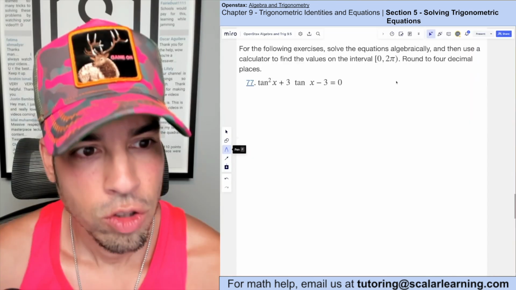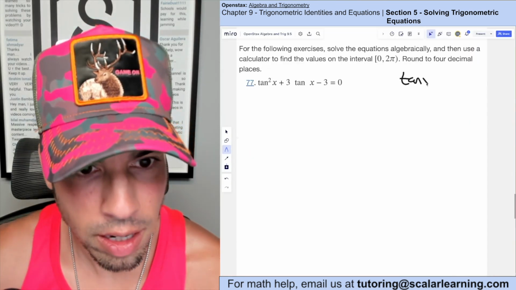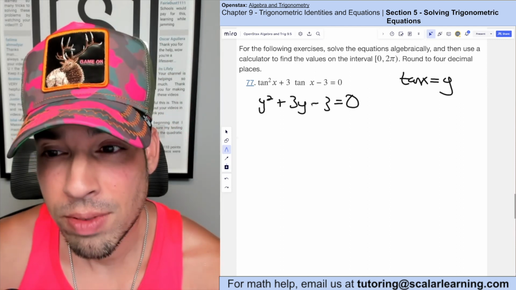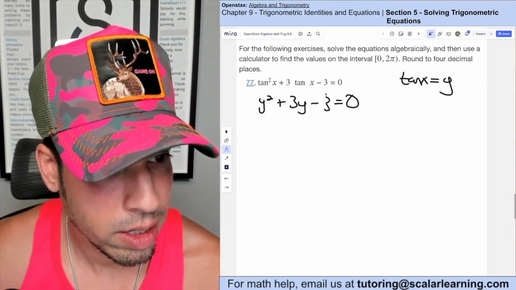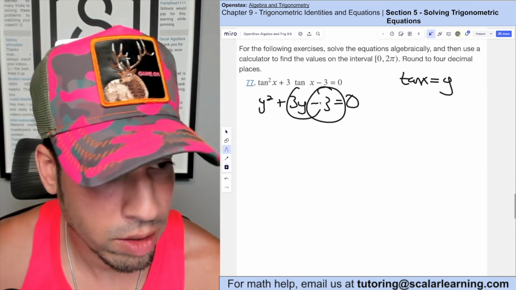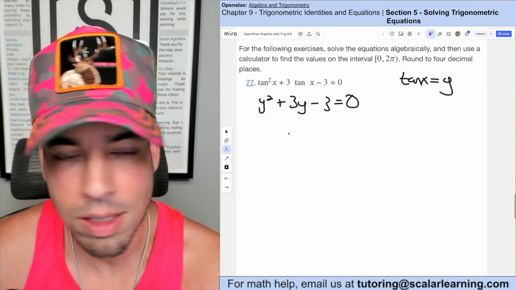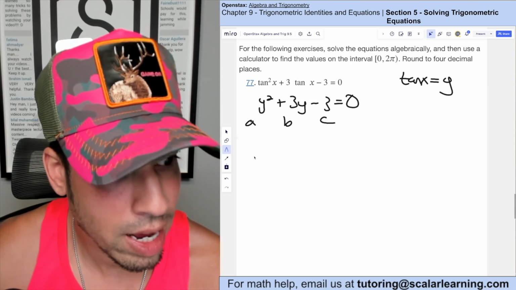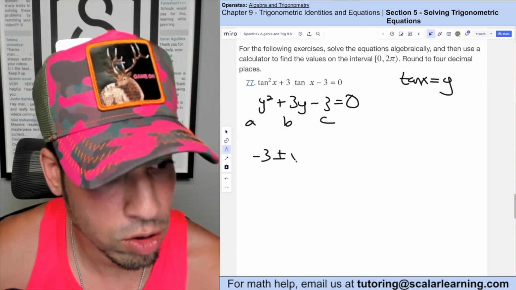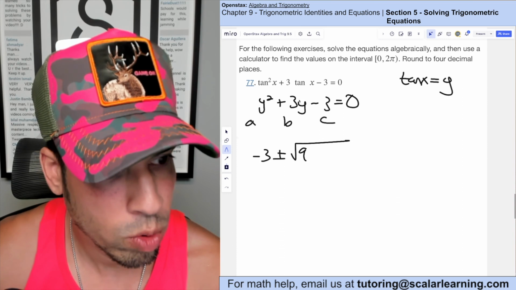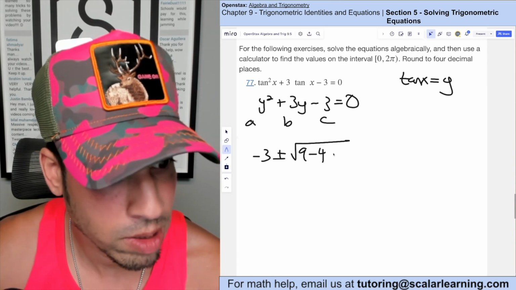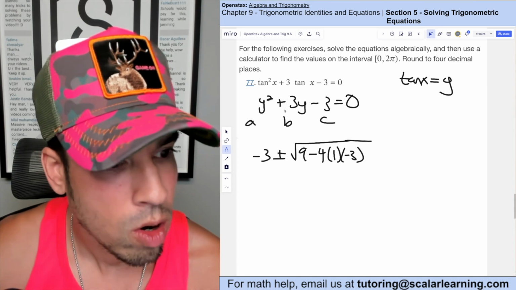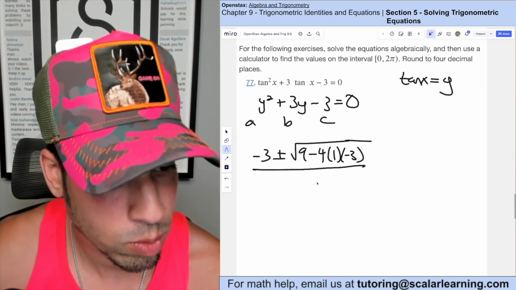Boom, done. For this one, I'm going to start by setting tangent of x equal to y, and then do a little substitution. This is factorable only if you can get 2 numbers that multiply to -3 and add to +3, but that doesn't exist. So instead, we're going to have to use the quadratic formula. So -b plus or minus the square root of b squared, 3 squared, which is 9, minus 4 times a, which is 1, times c, which is -3, all over 2 times a, 2 times 1 is 2.